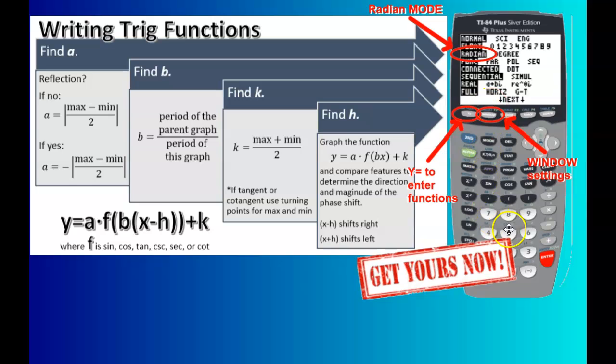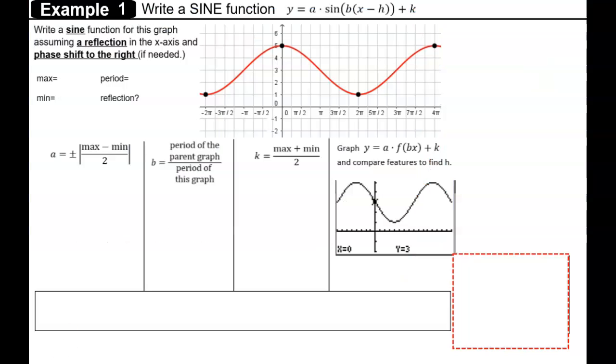Okay, and we're going to use the TI-84 graphing calculator in this lesson. So if you have one, you can go ahead and grab it now and make sure that you're in radian mode. So in example 1, we're asked to write a sine function for the graph that's shown, assuming that there's been a reflection in the x-axis, which tells me that the a value is going to be negative because there's been a reflection in the x-axis.